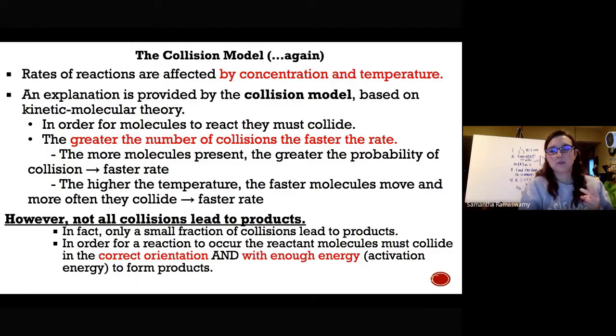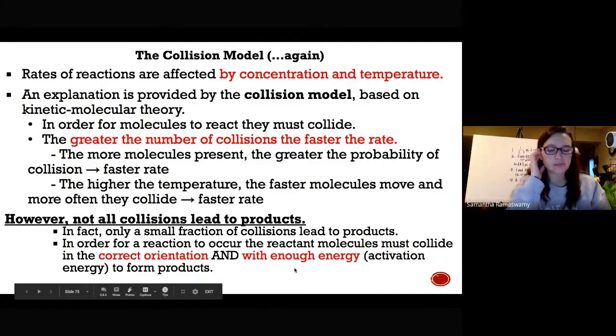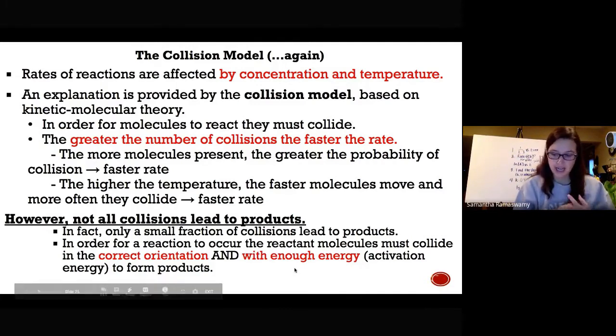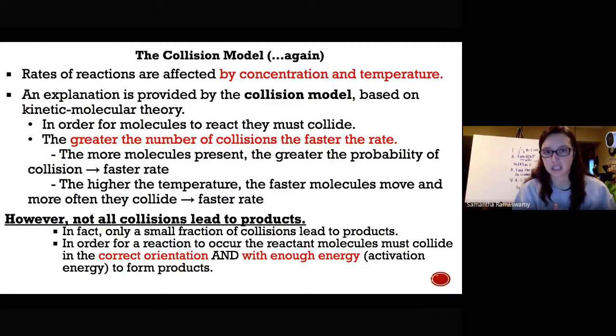We need the reactant molecules to collide with two important factors. They need to have the correct orientation and they need to have enough energy. So in order for a reaction to occur, reactant molecules need the correct orientation and enough energy. That energy is called activation energy. The activation energy is the energy needed for the reactants to react and form products. So this bottom part of this slide is really important. You need proper orientation and energy for what we call an effective collision.